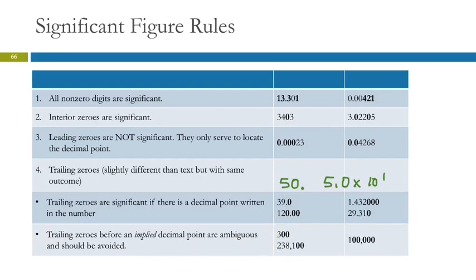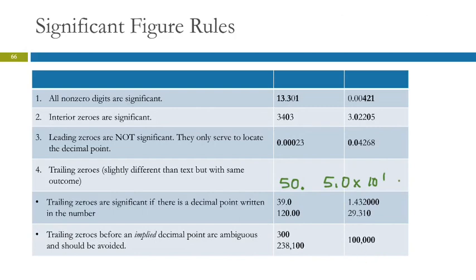So the number 300, the last digit is uncertain. The last significant figure is the uncertain digit. And so this has uncertainty in the hundreds place. So the number 300 means, well, it's between 200 and 400. It's not very precise. 238,100. Again, we need those zeros to hold the decimal place. They're trailing zeros, they're ambiguous, we're going to consider them non-significant. 100,000, same thing.